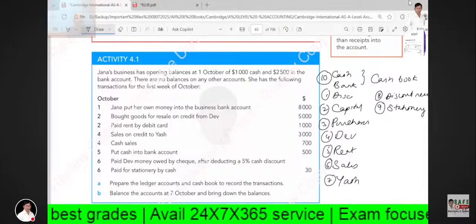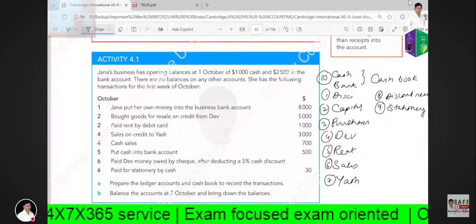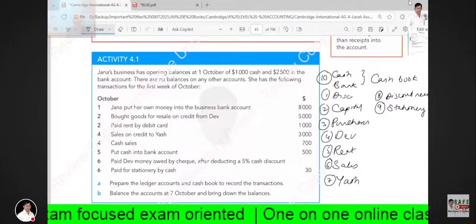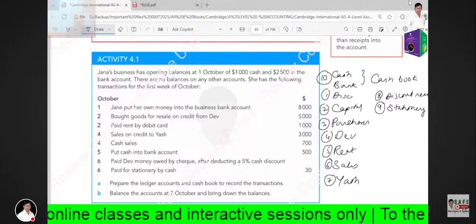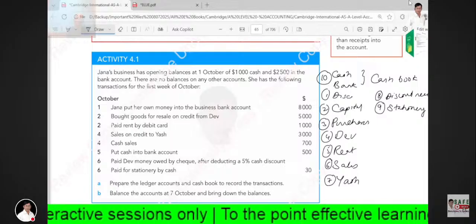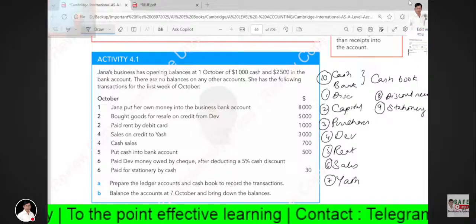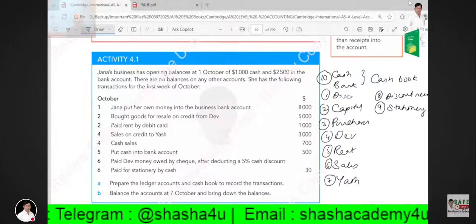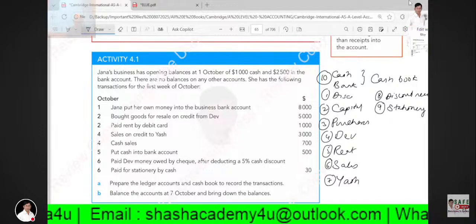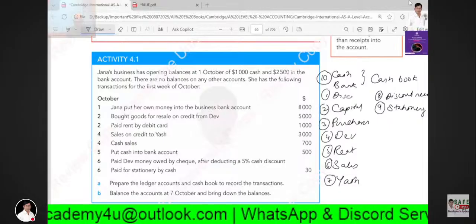So this is a comprehensive problem. If you have not attended any of the earlier classes, which were based on posting of ledger and preparing ledger, you can focus on this, and you can get a clear picture of what has been done till now. So let us start.